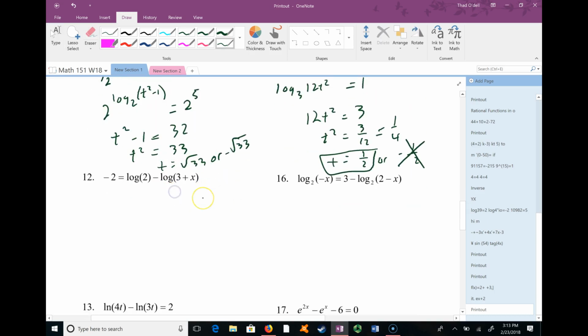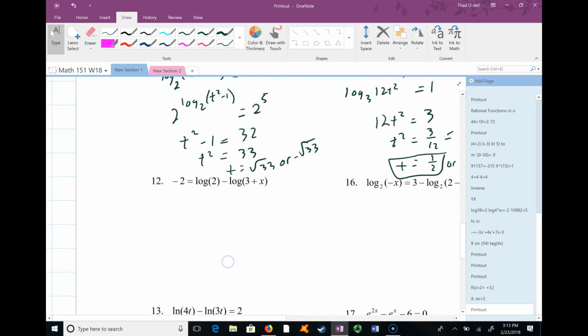Getting dangerously close to the end here. Now here's another log on both sides together, so I can combine those. Negative 2 is equal to log of 6. Oh, wait, they're subtracted. Whoa, that was a close one. That would be log of 2 divided by 3 plus x. That's how you do it when it's a log minus log.